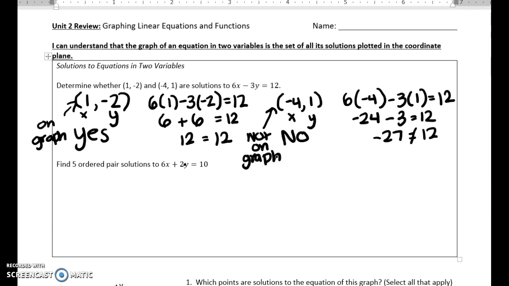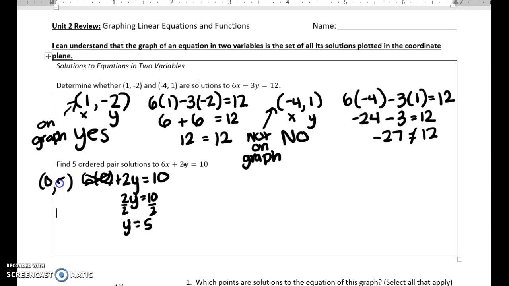Now, if we wanted to find ordered pairs, you could sit here and try different values. Basically, the strategy would be to pick a value for x. So I'm going to start with some easy values. Pick a value for x, plug it in for x, and then solve for whatever you have left for y. So 6 times 0 means x cancels out. I have 2y equals 10, divide by 2, and get that y equals 5. So one point is (0, 5).